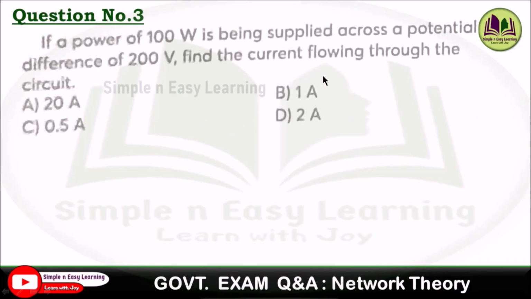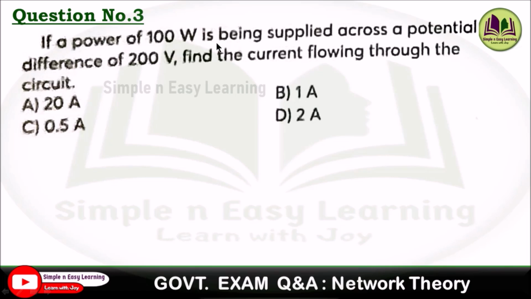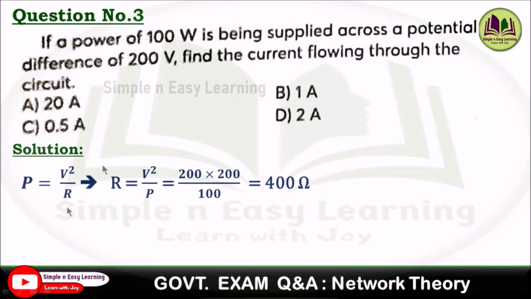Question number 3. So if a power of 100 watt is being supplied across a potential difference of 200 volt, find the current flowing through the circuit. So these are the options given. So again we are considering the power equation. So power P is equal to V square by R. From there R is equal to V square by P.